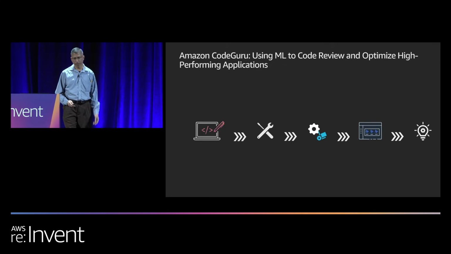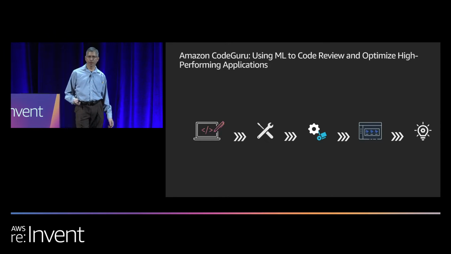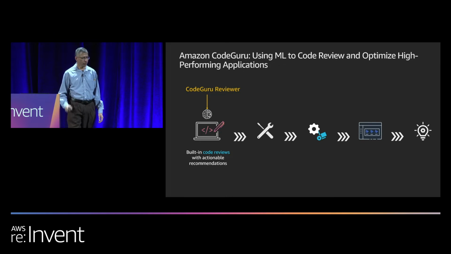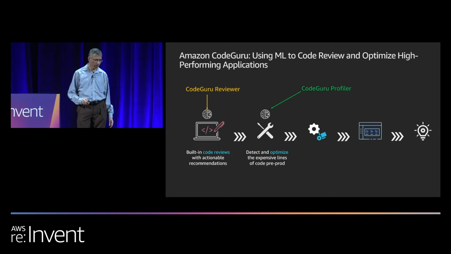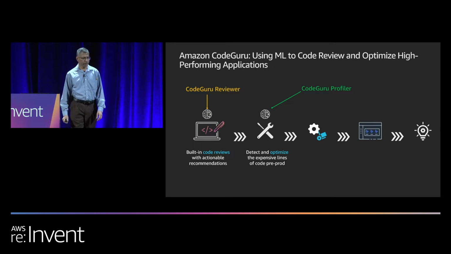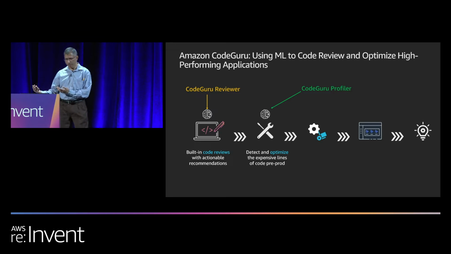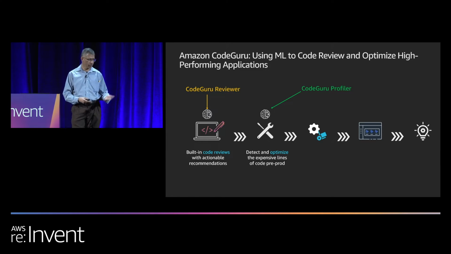So this is the development lifecycle several of us are using, and Amazon CodeGuru Reviewer fits early on in the cycle. It provides code reviews with actionable recommendations, so you can use it as part of your code review workflow. And the CodeGuru Profiler you can use to detect and optimize expensive lines of code pre-prod, so that these performance issues don't go into production. So it helps you with both the coding phase as well as the build and test phase before deployment.